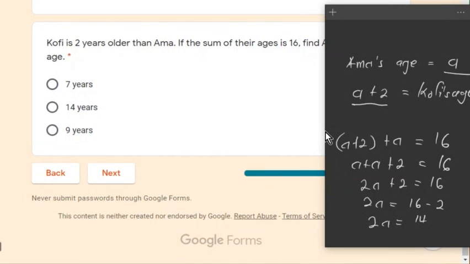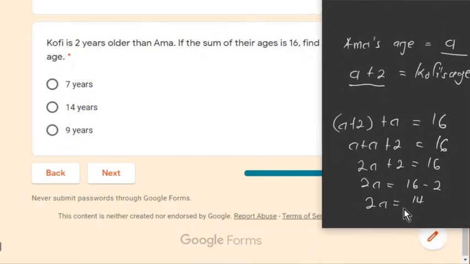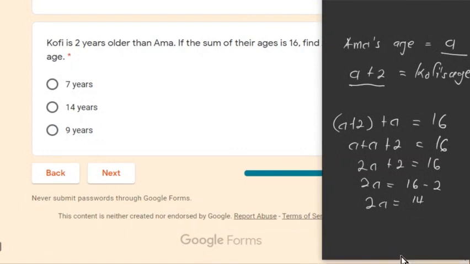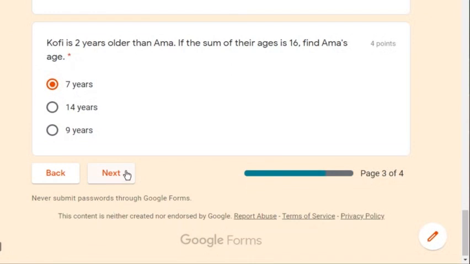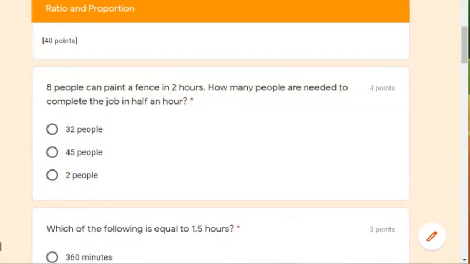When I divide both sides by 2, I'm going to get 2A over 2 is equal to 14 over 2. And my A will be equal to 7. So Amma is 7 years old. Let's move on to the next section. Let's move on to ratio and proportion.